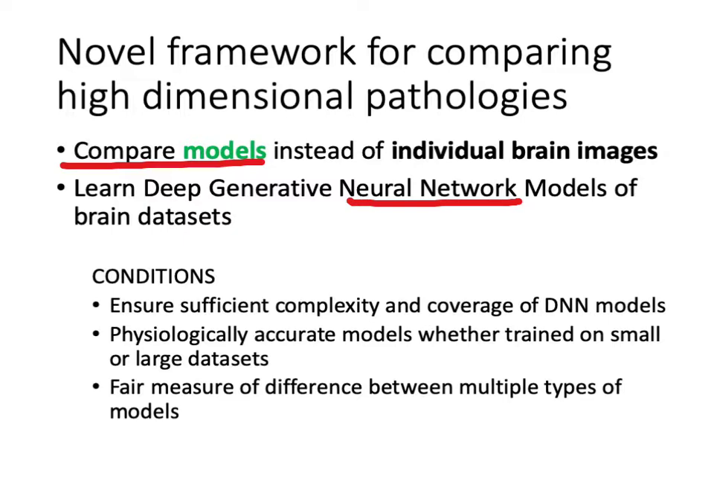And this is a difficult and challenging mathematical problem because first we have to ensure that our deep neural network models can sufficiently model the complexity and the coverage of brain features present in the training data set, and that where these models try to make guesses or generalize in undersampled or unsampled features in the population, these generalizations should be physiologically accurate and feasible, and that we need a fair mathematical measure to compare the similarity of differences between models. So this is a challenging mathematical problem.